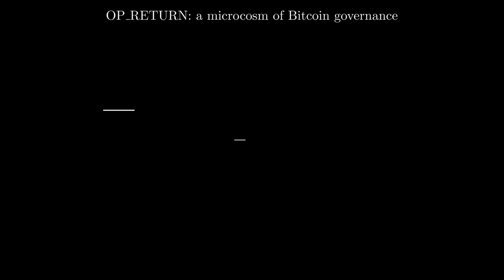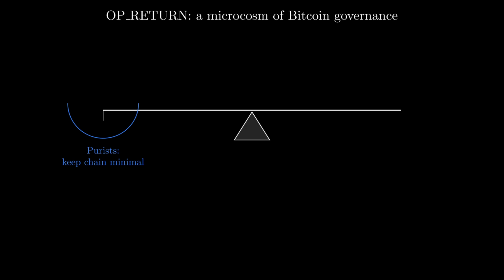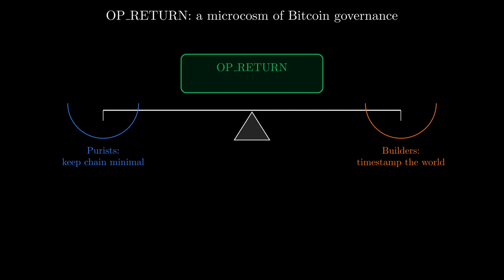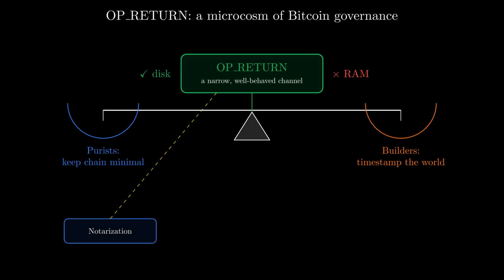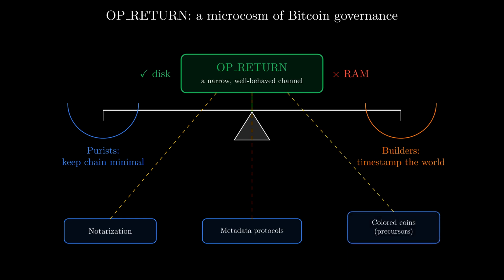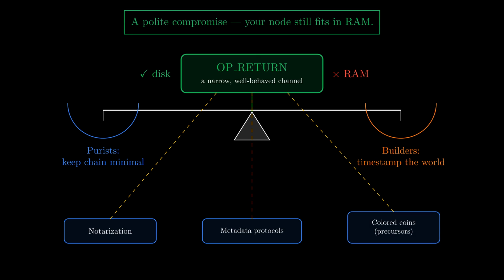OP_RETURN is a microcosm of Bitcoin governance. Purists wanted the chain to do one thing well. Builders saw a global timestamping service waiting to be used. Rather than ban data outright, the protocol carved a narrow, well-behaved channel. Data lives on disk, never in working memory, and signals its uselessness to the engine before it touches state. Today's notarization services, metadata protocols, and the precursors of colored coins all ride this compromise. It's the reason your laptop full node still fits comfortably in RAM.